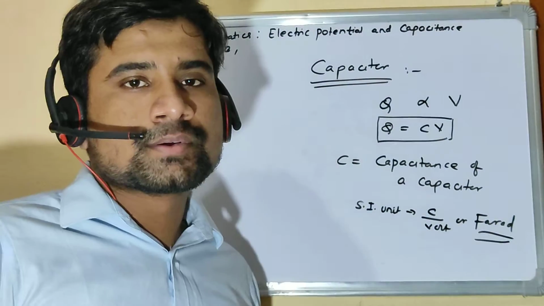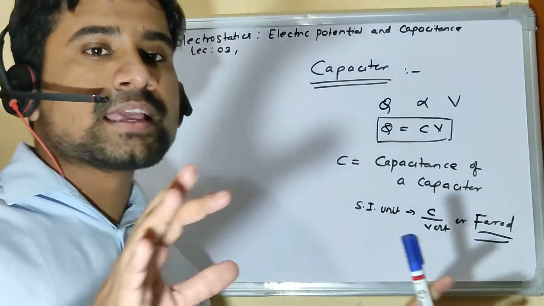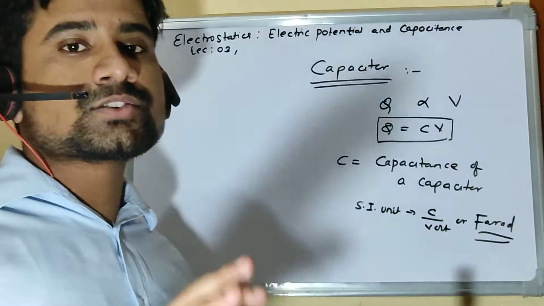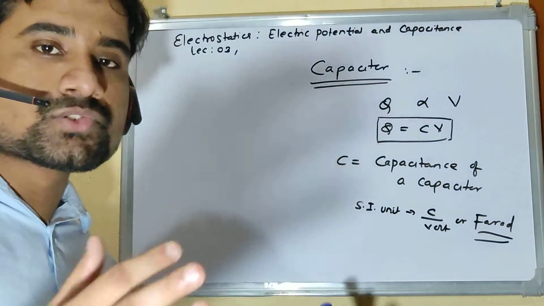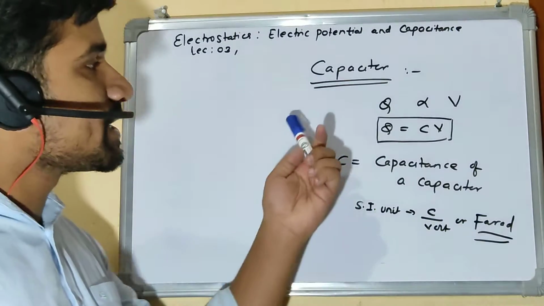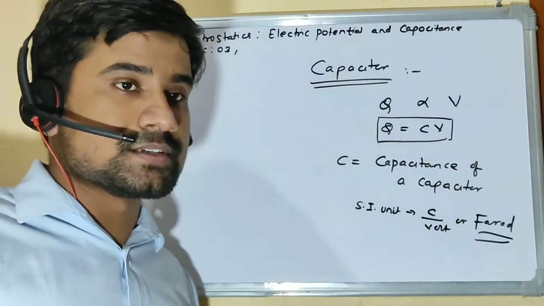So we discussed the capacitor. A capacitor is a system of conductors carrying equal and opposite charges on their plates, which are separated by a dielectric, and it is used to store those charges. So a capacitor has a property called capacitance. Capacitance is the charge storing capacity of a capacitor.